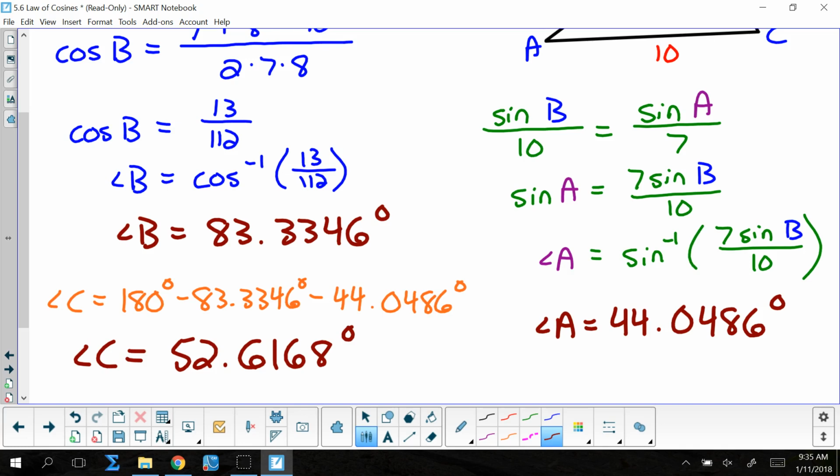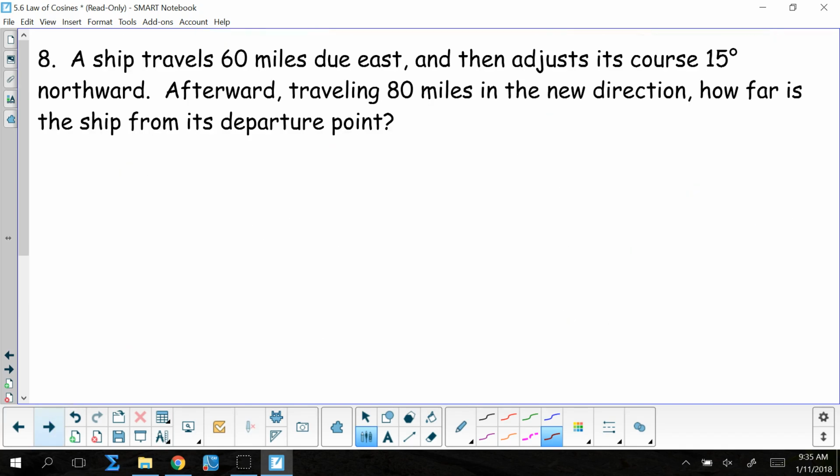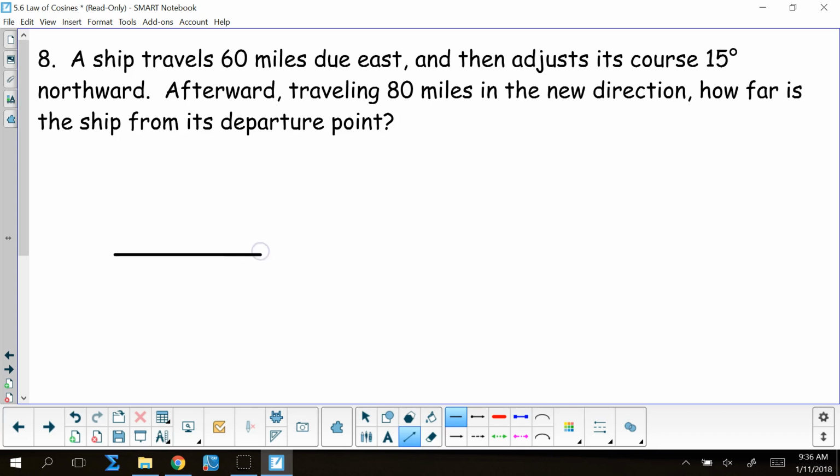All right. So now we're going to switch gears onto that white piece of paper that you got back with law of sines. We're going to do law of cosines problems on the back side of it. So, a ship travels 60 miles due east.